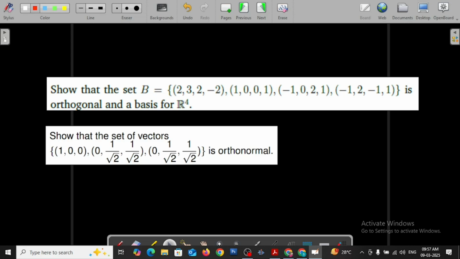These two problems are assigned to you for today. First problem is to show that the given set is an orthogonal set and you have to show that it is a basis for R4. And in the second problem, it is enough to show that the given set is orthonormal.